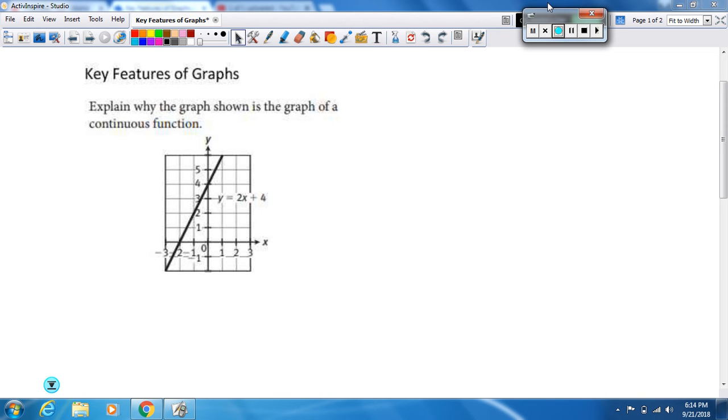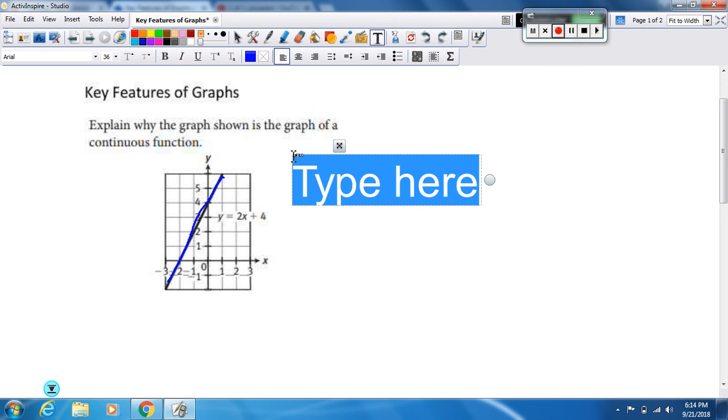Key features of graphs. Explain why the graph shown is the graph of a continuous function. Well, a continuous function is something that doesn't have any breaks or gaps in the line, and that's why this graph is the graph of a continuous function. Because if you look at the line itself, there are no breaks or gaps. So this is the explanation for that.